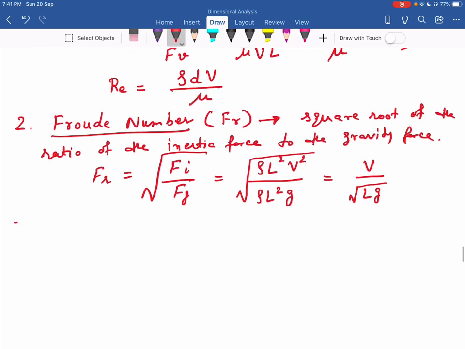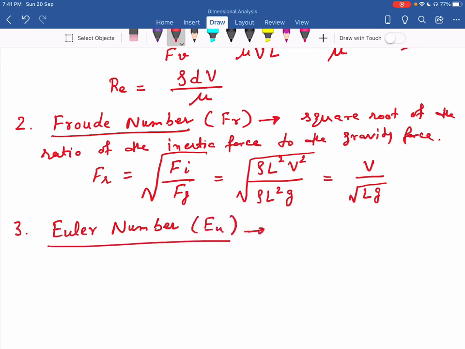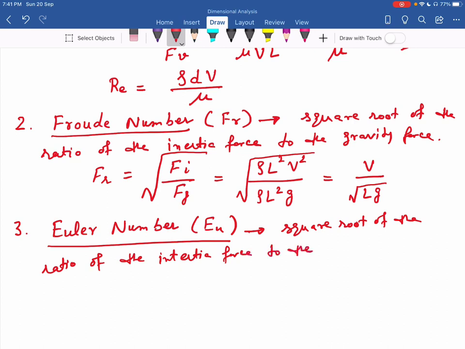Now the third dimensionless number is the Euler number. The symbol is Eu, and it is defined as the square root of the ratio of the inertia force to the pressure force. So you can write Euler's number as Fi divided by Fp under root.